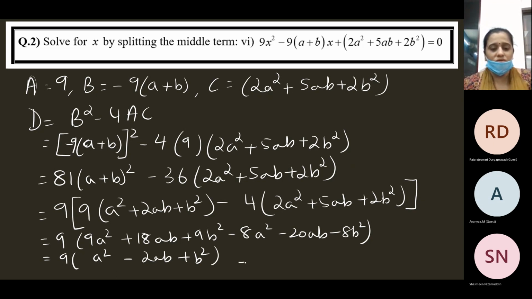This is equal to 9 into A minus B the whole square. This is the discriminant. Discriminant is 9 into A minus B the whole square. 81 and 36 have a 9 in common, so you can just bring it out. See, even if you don't take it out, you will get the same thing finally. Maybe you would have got 9A square minus 18AB plus 9B square. What's your confusion? You got it or no?